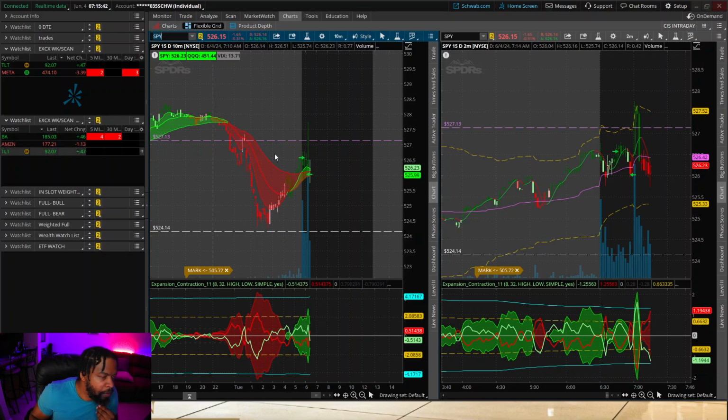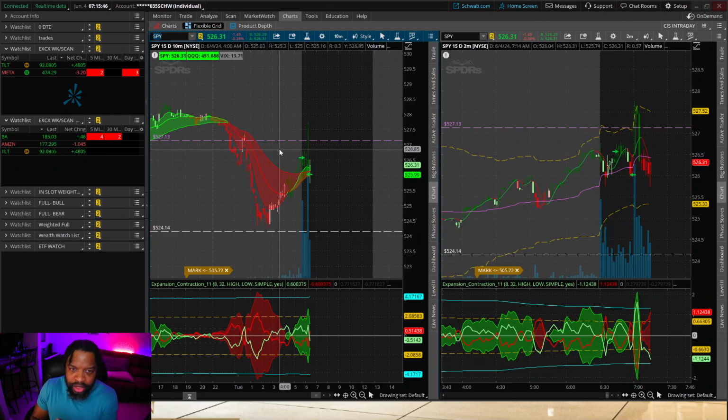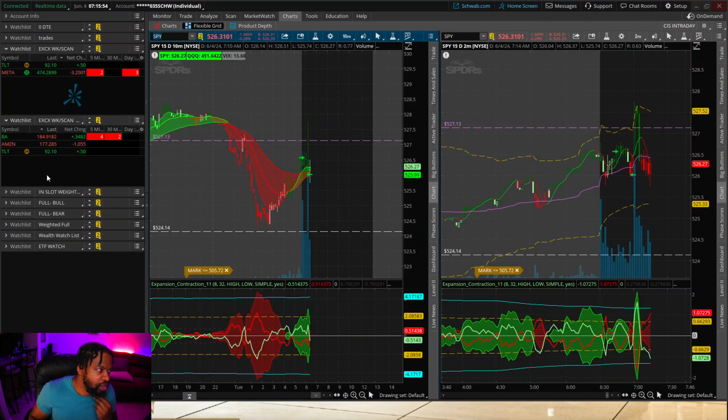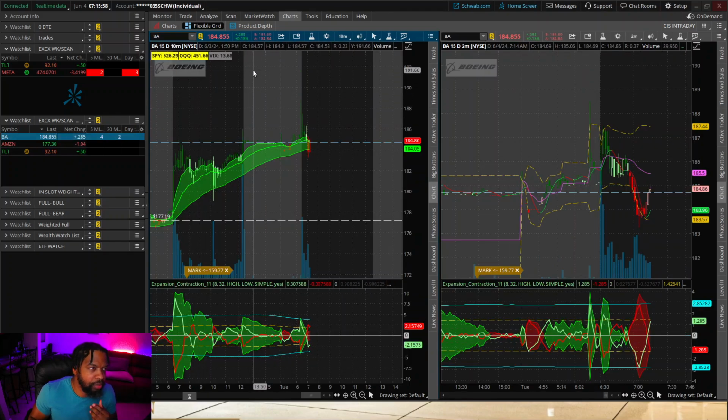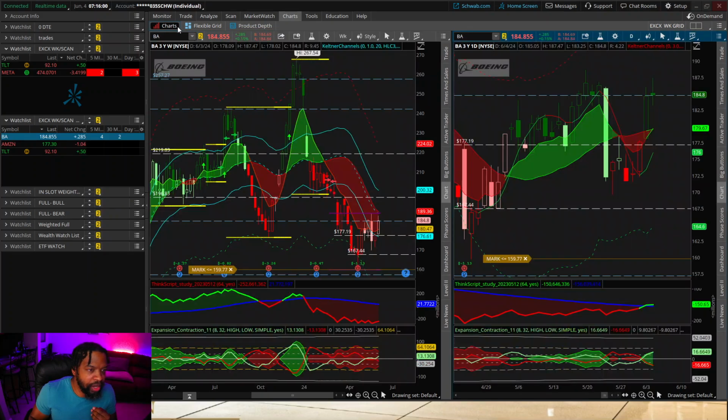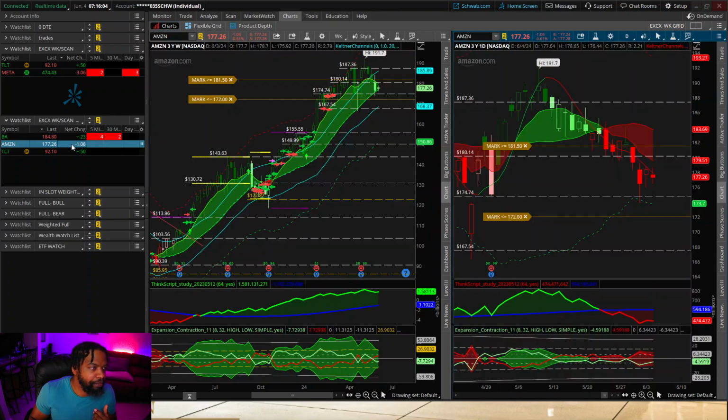I'm not necessarily looking to take our bullish setups in the opposite direction. I'm looking to take a bearish setup in the direction that the market's moving. So if the market's moving down, looking for bearish setups is where I want to be, like Boeing, like Amazon. That's kind of what I would be looking at for that.